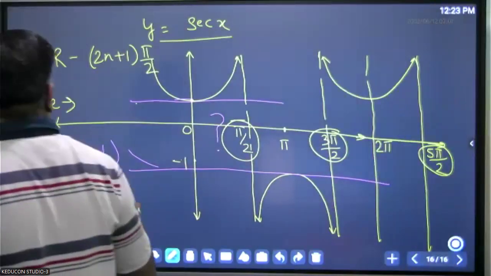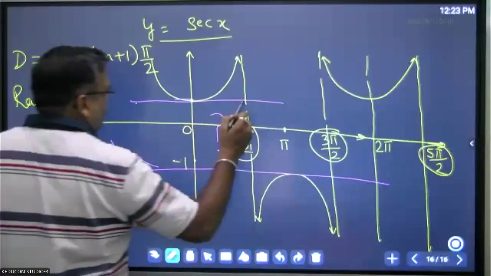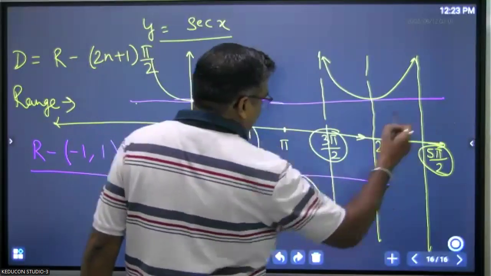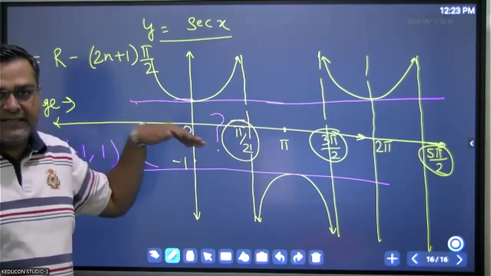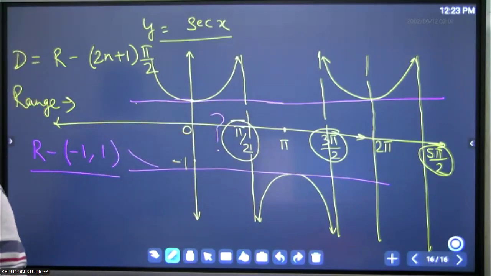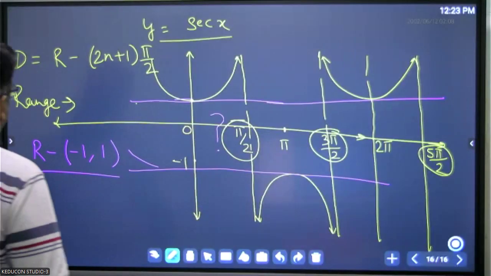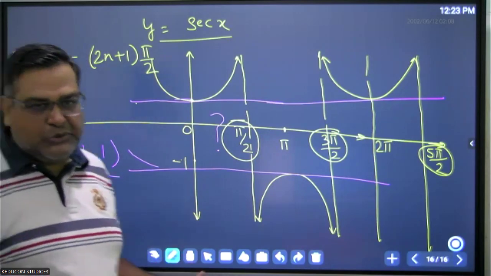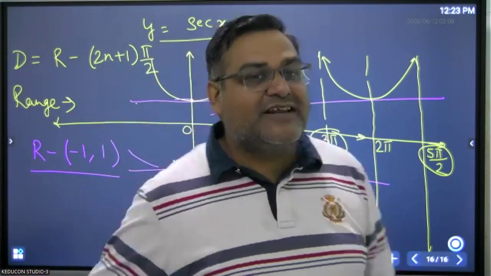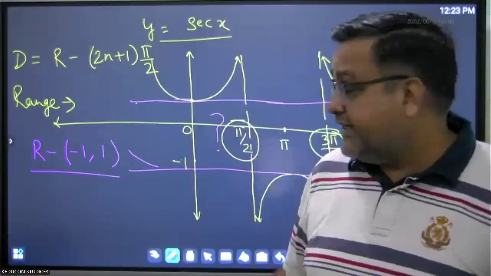So just look carefully. This part is vacant. If you see these two purple lines, the part in between is vacant. So that means it does not attain any of the values in this part, right? Therefore its range will be all real numbers except -1 to 1. So this is the range of secant x.